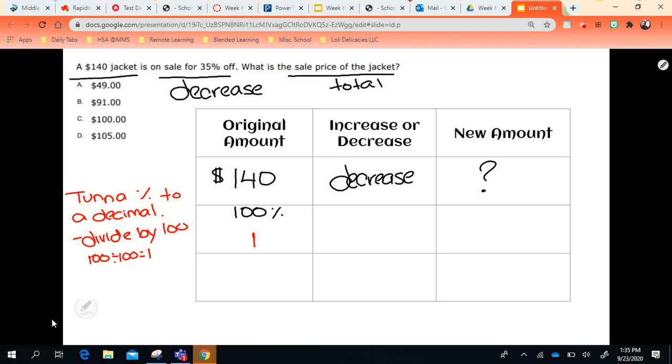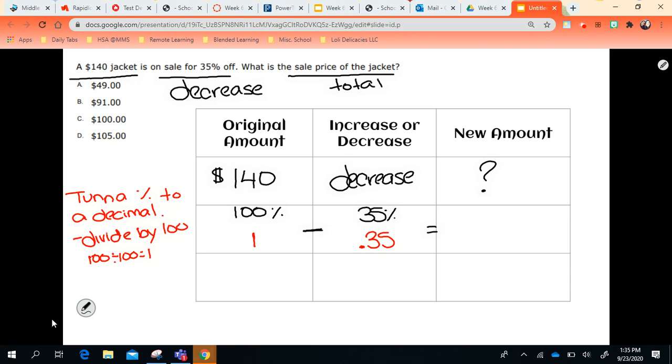So for our second box, we know that it's a decrease, and it's a decrease of 35%. A decrease means subtraction. So I'm going to go ahead and put a subtraction sign there. Now I also want to turn that 35% into a decimal. So 35 divided by 100 gives me 0.35. Then I'm going to go ahead and equal.